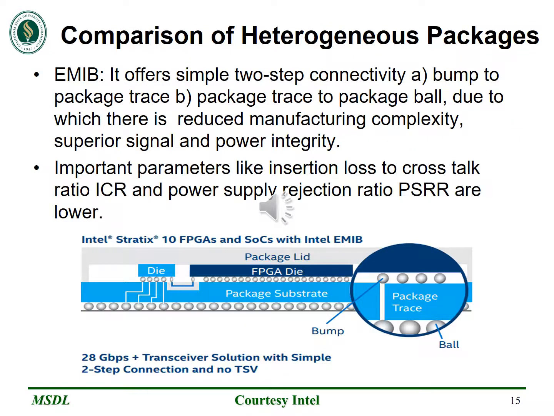Talking about connectivity in EMIB, it is a two-step connectivity process. We can see in the image how it is connected from bump to the package traces. Bumps are the balls which we can see in the image at the bottom. Connected to the package traces are the thin lines, and the package traces are connected to the ball which is below the die. Due to this, it has reduced manufacturing complexity and superior signal and power integrity. And because of this, power supply rejection ratio, crosstalk, and IR drop will be lower here.